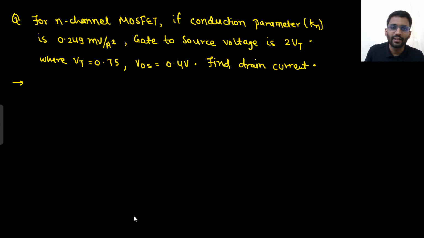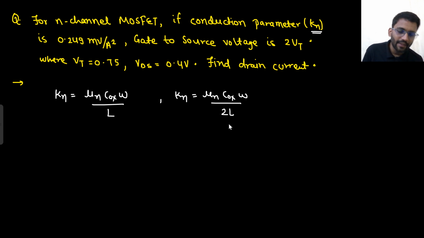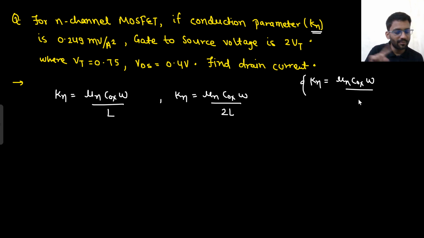For an N-channel MOSFET, if the conduction parameter, look, this Kn is written there. Now, what is this conduction parameter Kn? Sometimes Kn can be mu n Cox W by L, and sometimes this Kn can be mu n Cox W by 2L. In the examination, certainly it will be written in brackets that Kn is mu n Cox W by L or 2L, whatever they mean. If they mean W by L, they will write it. If they mean W by 2L, they will also write it.